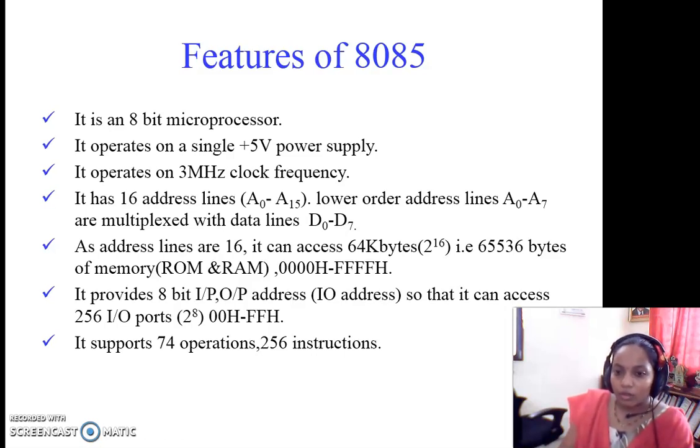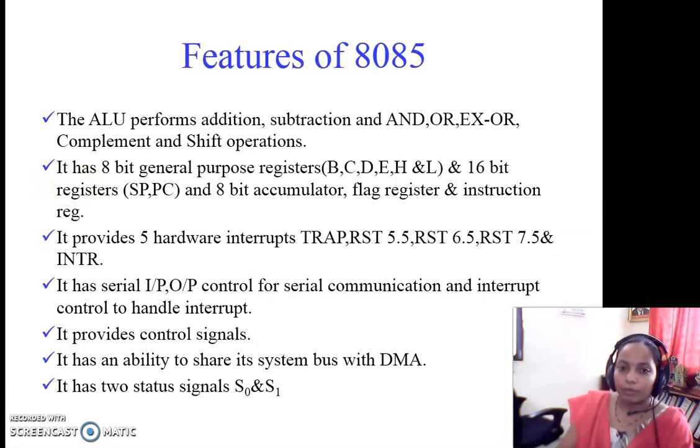The starting of this memory is 0000H to FFFFH. It provides 8-bit I/O addresses, so we can connect 256 I/O devices to our microprocessor. The address of these ports starts from 00H to FFH. It supports 74 operations and 256 instructions.